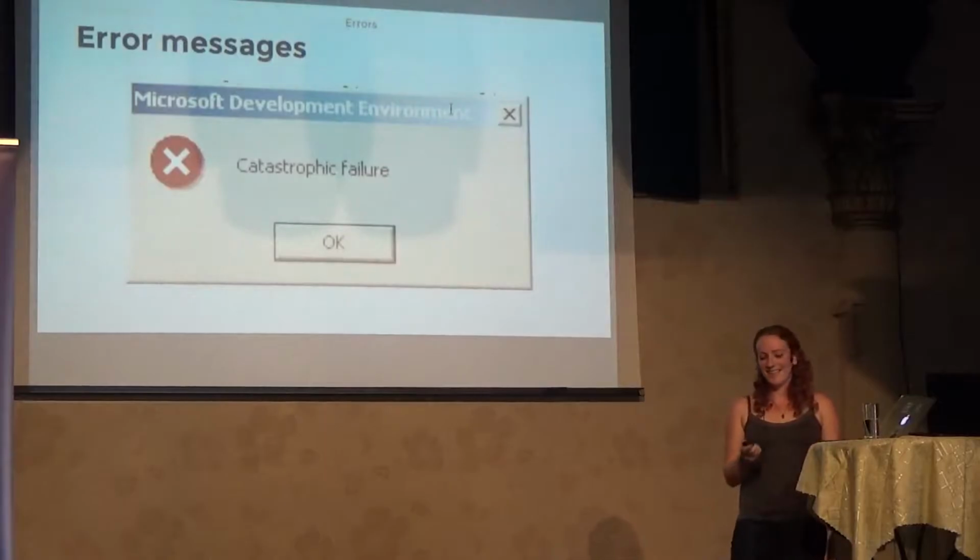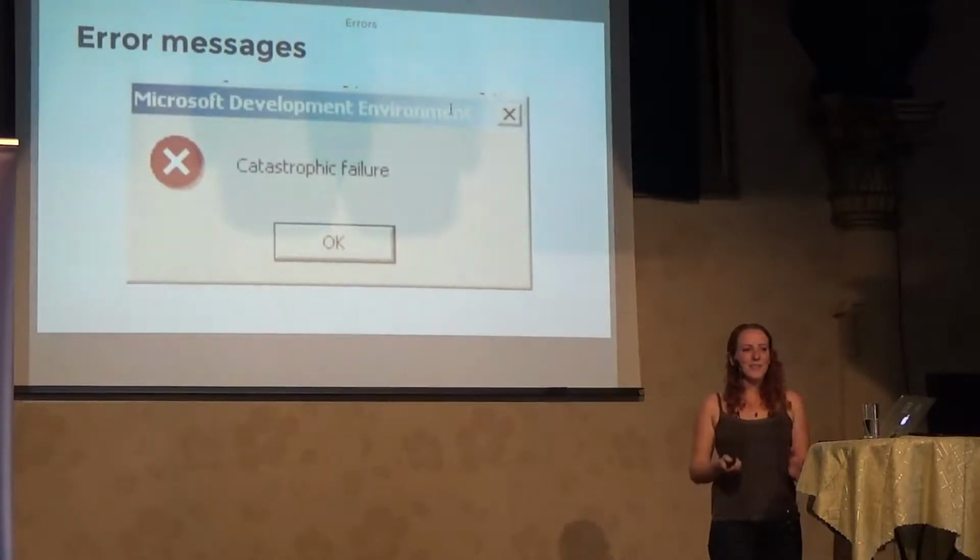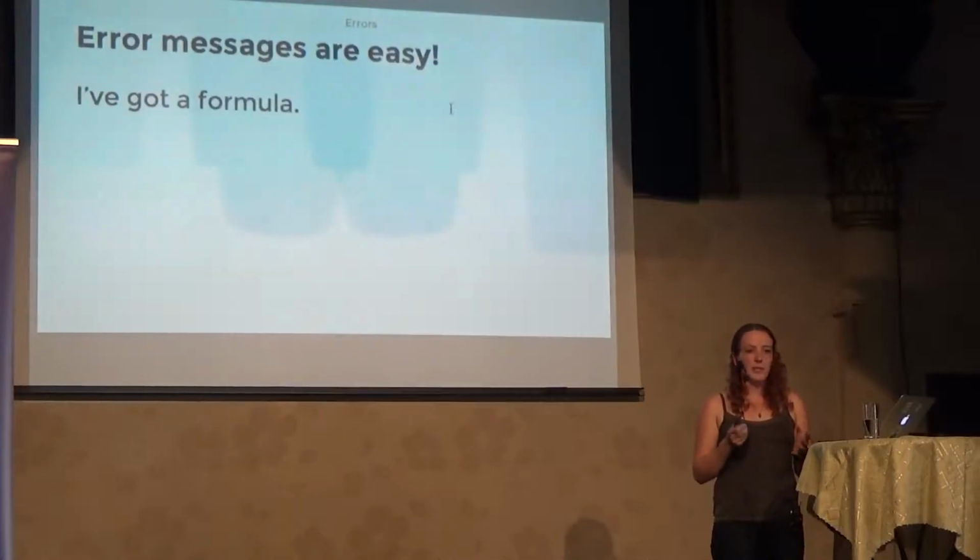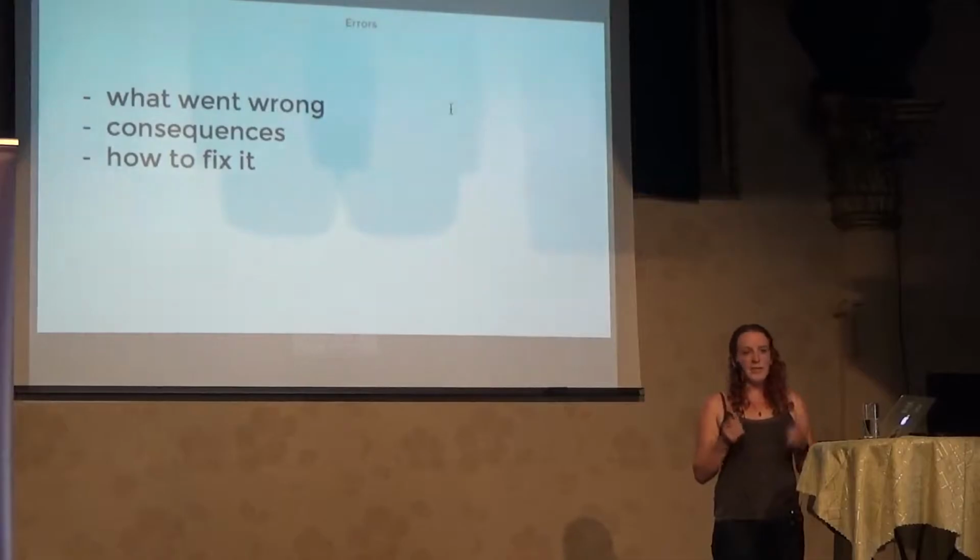Error messages are my favorite because they're often so hilariously bad, but I also think of all of these kinds of writing, they are the easiest. They're the most satisfying because it's easier to get them right. And I think there's basically a formula for what you need to put into a good error message. So you need to talk about what went wrong, what the consequences of that are, and how your user can fix it. Let's start with what went wrong.